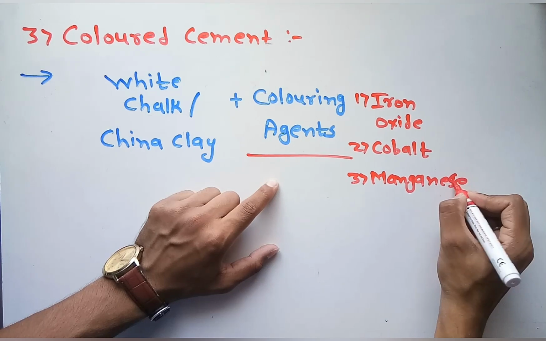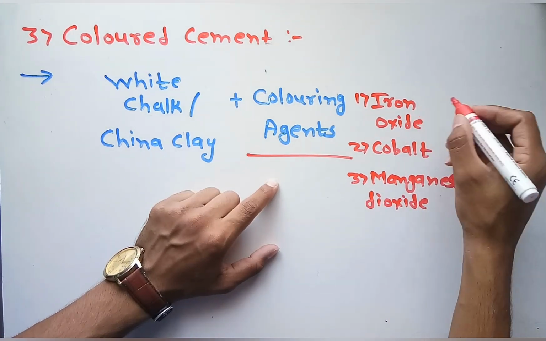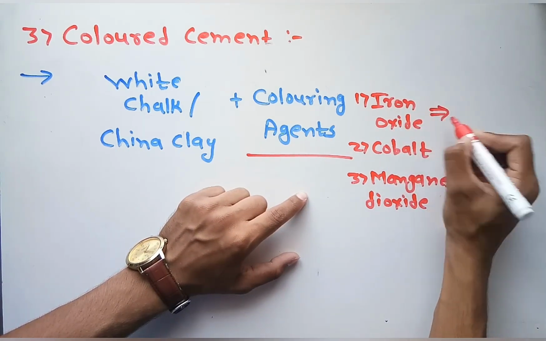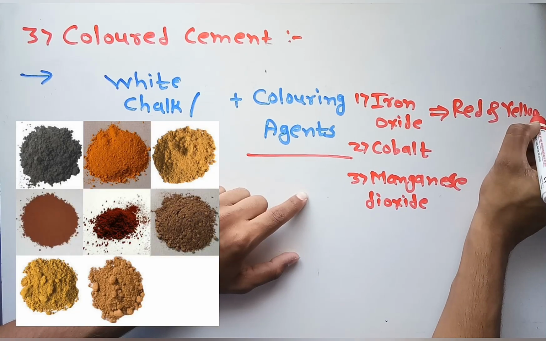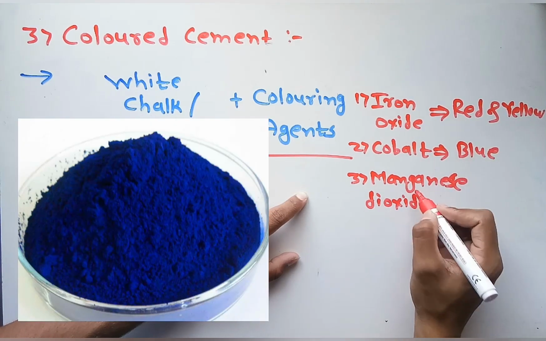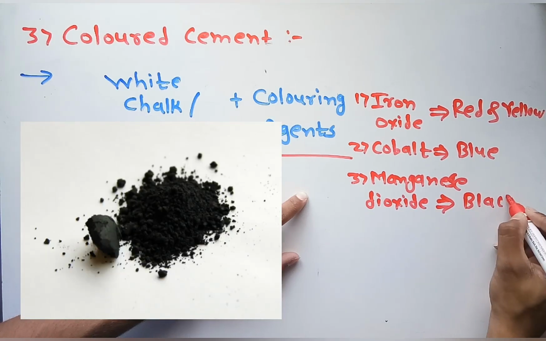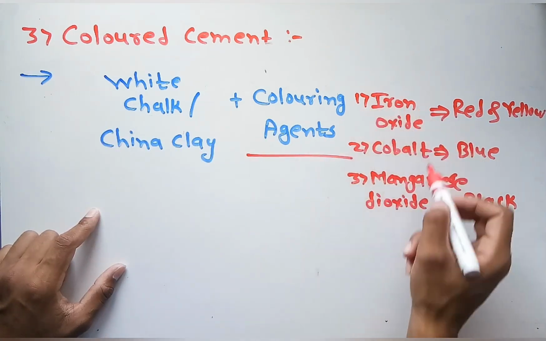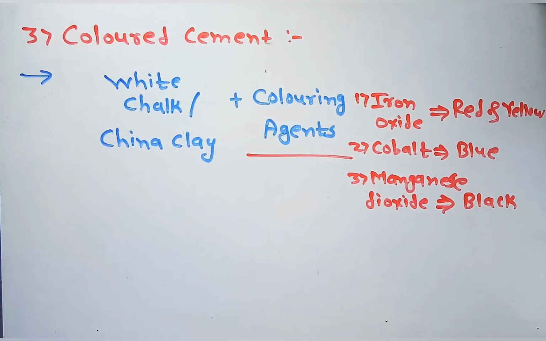Manganese dioxide. Okay. Now we will see what colors those particular ingredients give. Iron oxides give the red and yellow color. Then cobalt gives blue color, and manganese dioxide imparts the black color to the cement. So according to our use or purpose, we can add these coloring agents with the white chalk or china clay, and we will produce the colored cement.